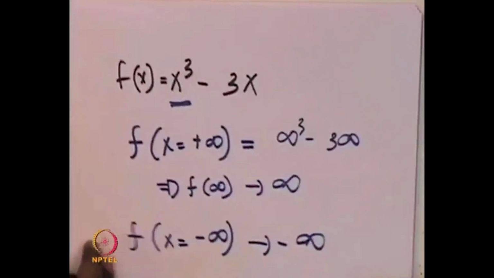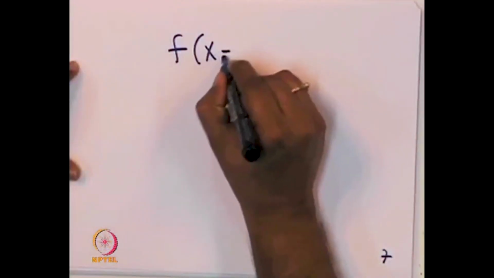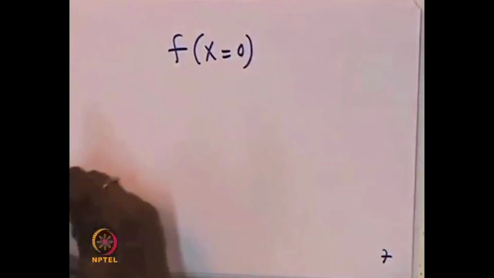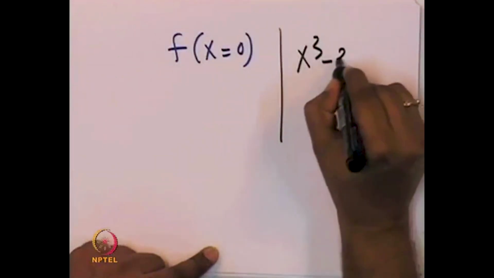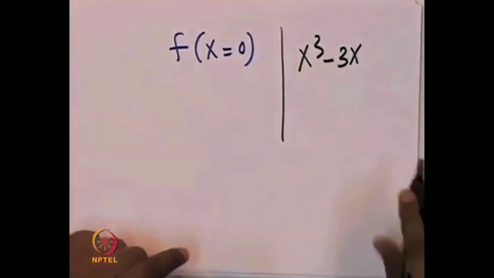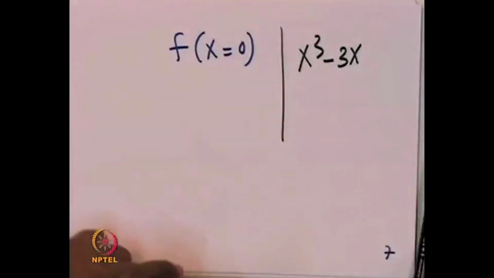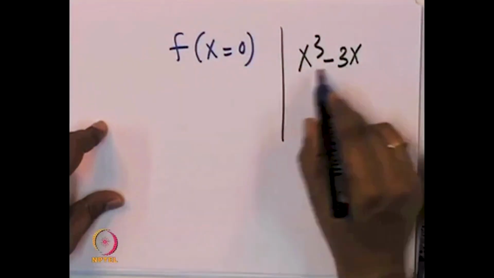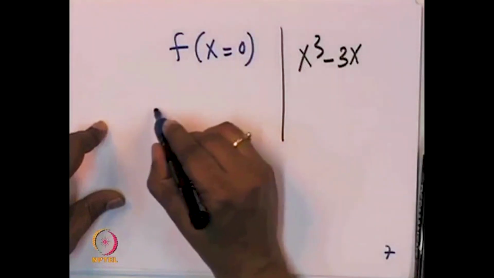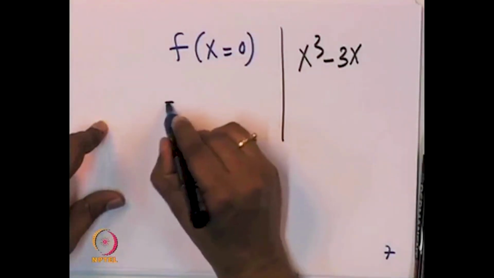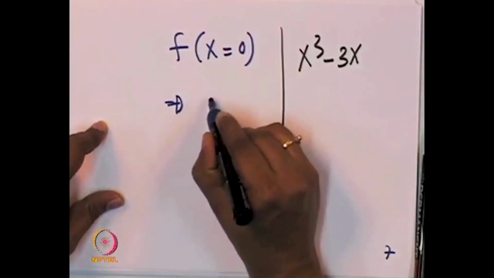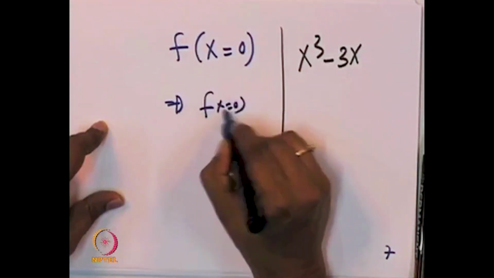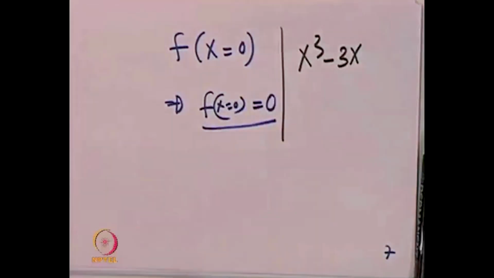Now, the next one is what happens when x equal to 0. Let me write the function here again: x cube minus 3x. At x equal to 0, you put 0 here and 0 here. So, this is 0 minus 3 into 0, which is 0. So, f of 0 is equal to 0 itself. The function is 0 there.